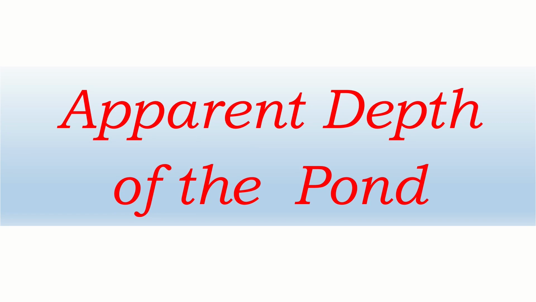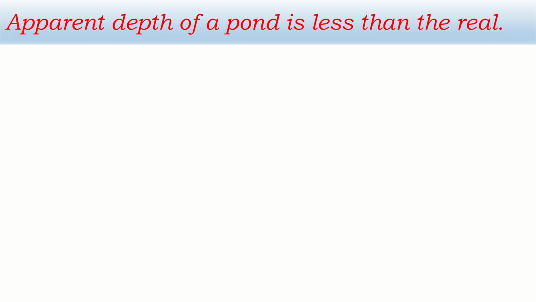Today I want to tell you about one of the important consequences of refraction of light. That is apparent depth of the pond. Actually, apparent depth of a pond is always less than the real. How can we say so with a diagram this way?